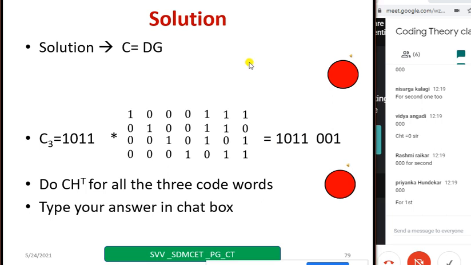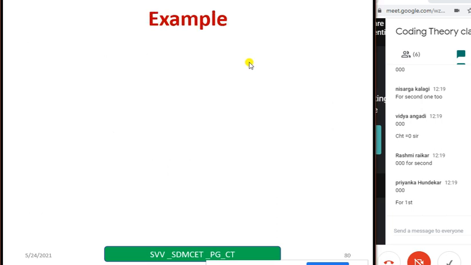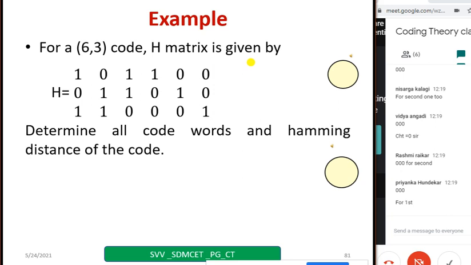Let us go to the next another example. Copy down this example. For a 6-3 code, H matrix is given by H equal to 101100 first row, second row 011010, third row 110001.